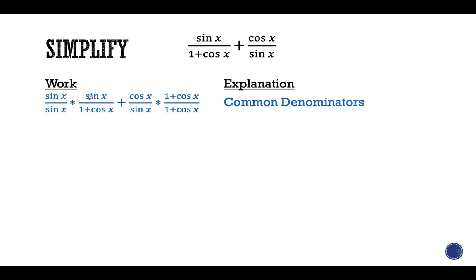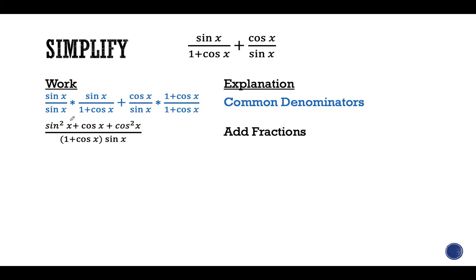So that's what this looks like, just showing that work. And then I'll multiply these numerators together. When I multiply those numerators, starting with my first fraction in the problem, sine times sine is sine squared. Then I multiply that cosine through, so I get cosine x times 1 is cosine x. Cosine x times cosine x is cosine squared, so I add those together.